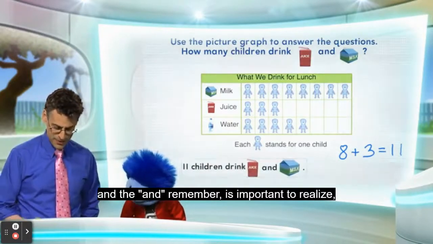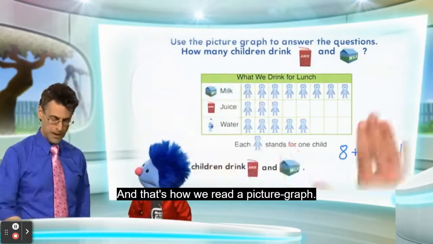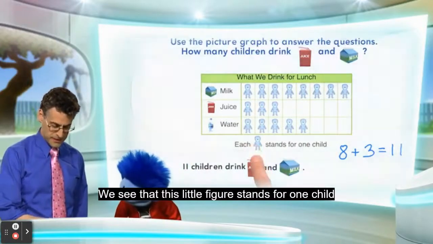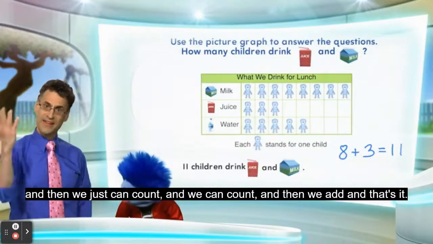And remember, the "and" is important to realize that means addition, and that's how we read a picture graph. We look at the key very carefully. We see that this little figure stands for one child, and then we just can count, and we can count, and then we add. And that's it.